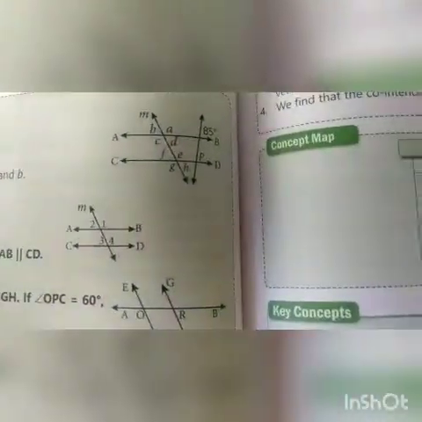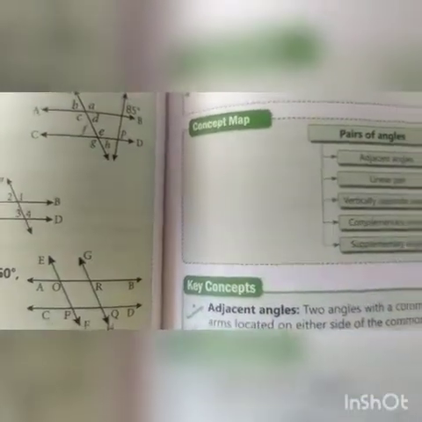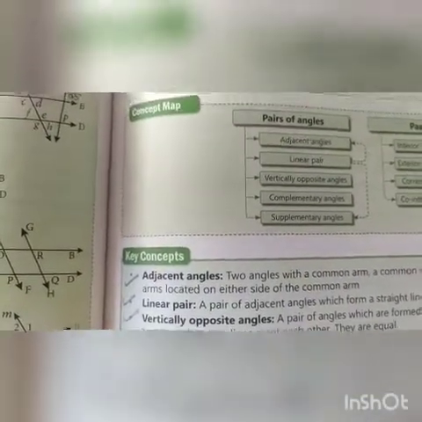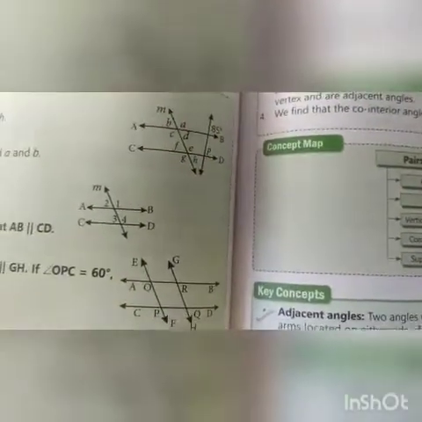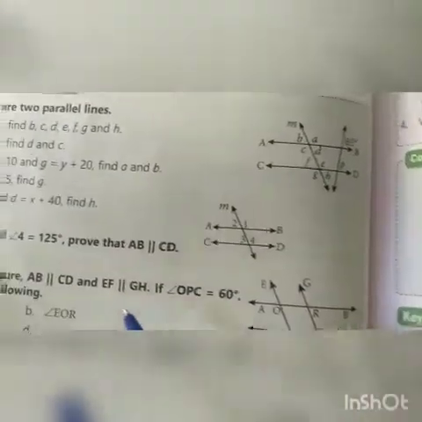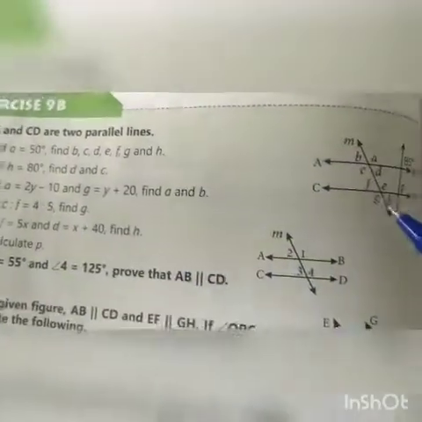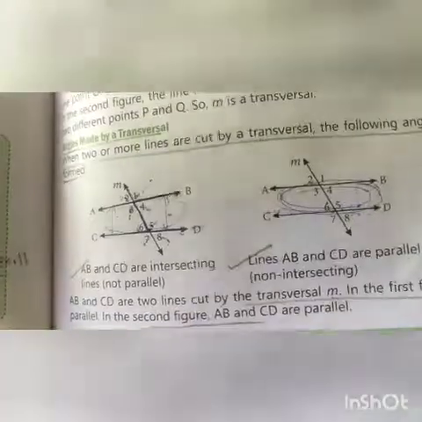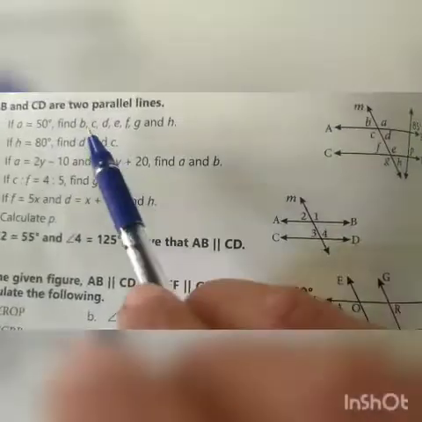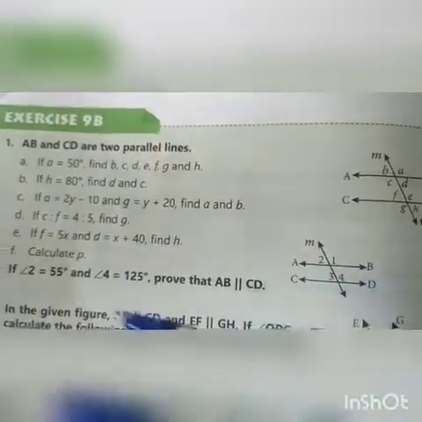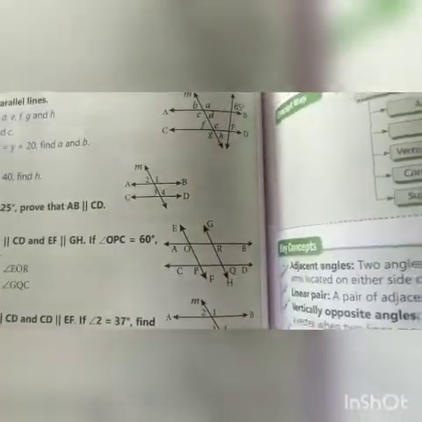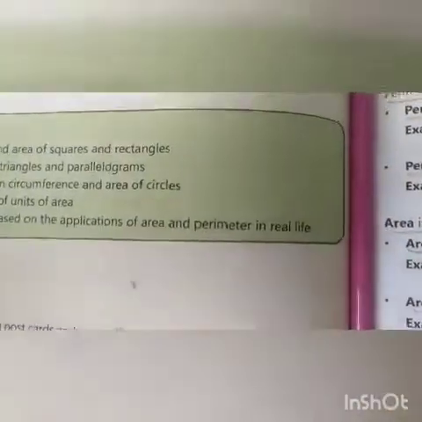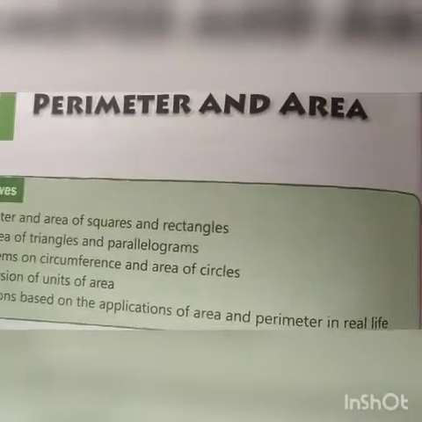But students, now schools are reopening as our government has ordered. So I think it will be better to explain this exercise 9B in the class. You will understand these angles better in the class when I will explain these angles on the blackboard. So I have skipped this exercise 9B now. I will explain it in the class, and now I have started chapter 15, that is perimeter and area.